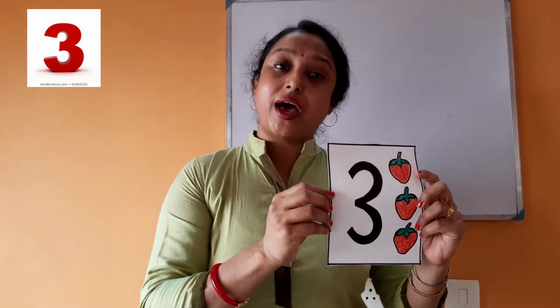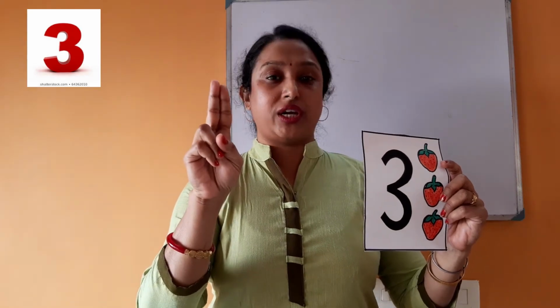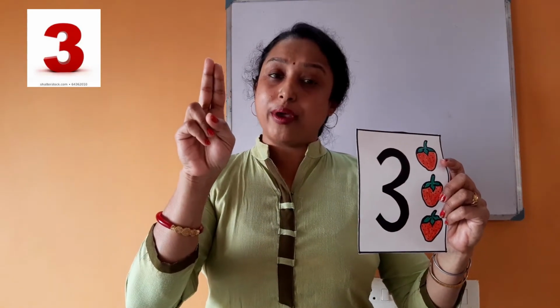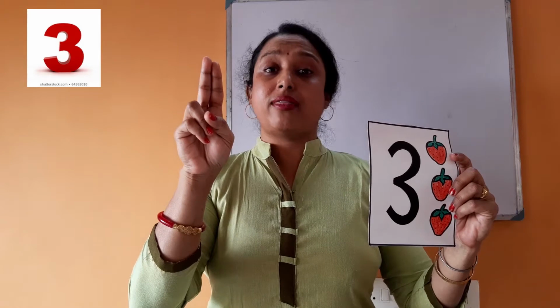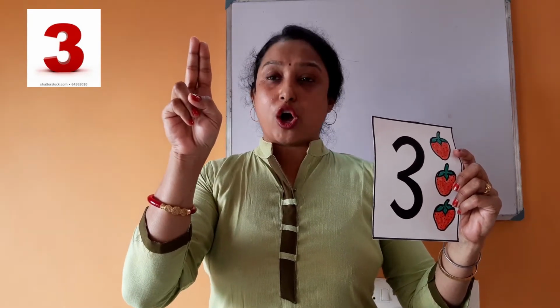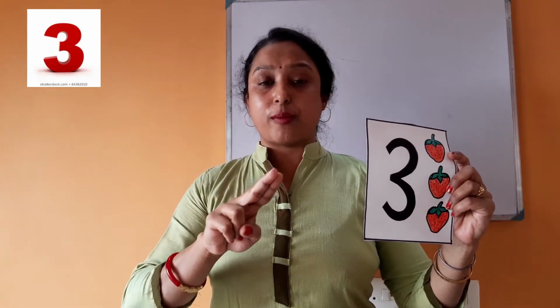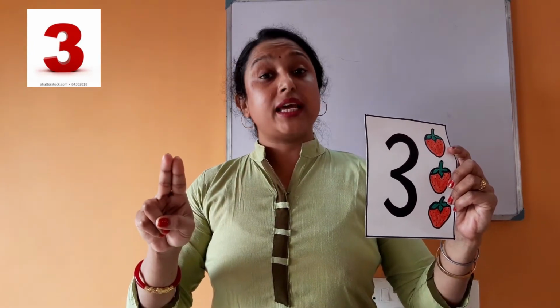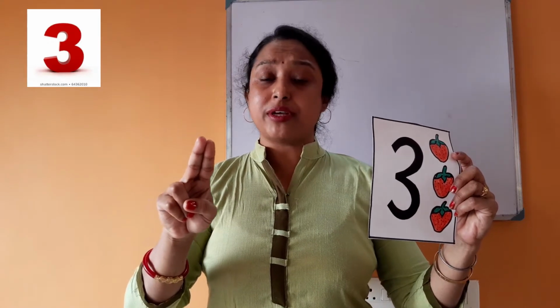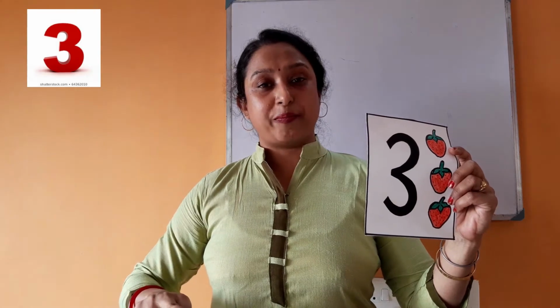Now let's do the air tracing. For that we need to join these 2 fingers. So start from top. Then draw number 3 in the air. Okay, so start from top. Draw a curve to the right side from top to middle. Then another curve or half a circle to the right side from middle to bottom.